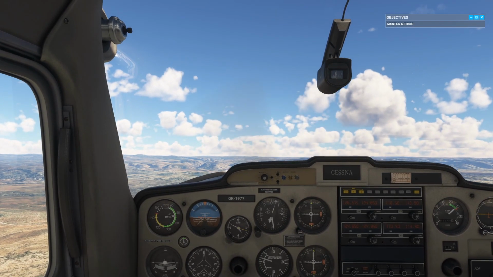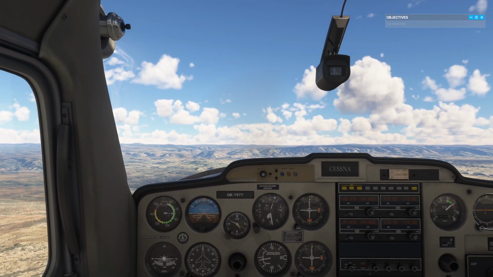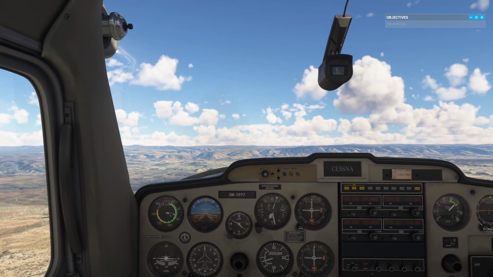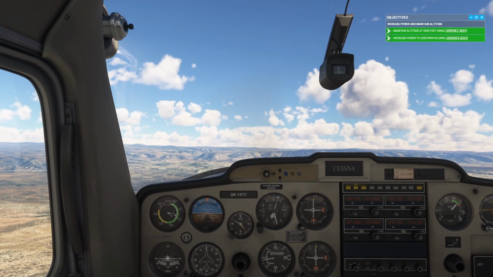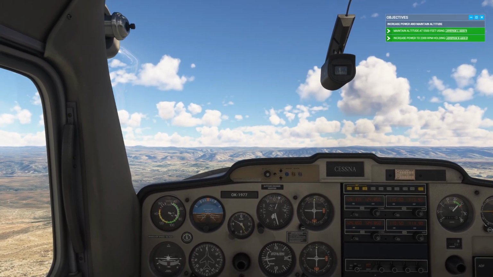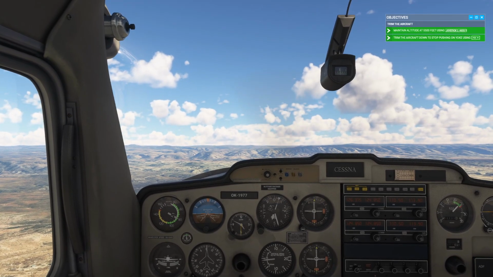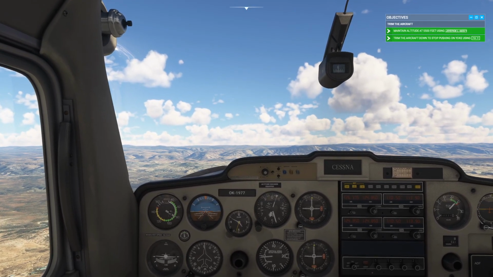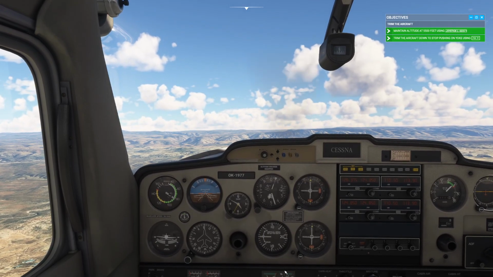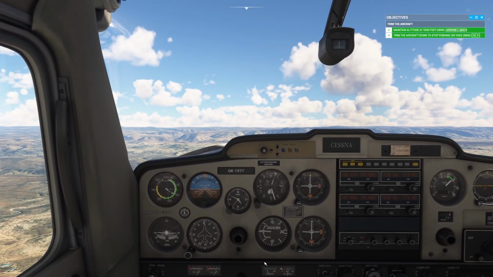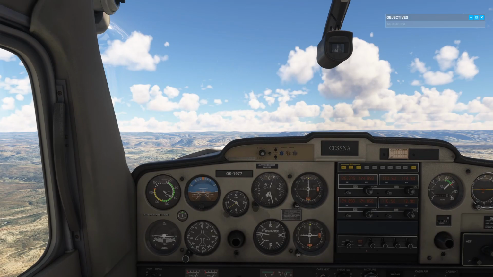Increase power to 2300 RPM while maintaining 5500 feet. Get us back to a cruise attitude. Excellent. Now, adjust the trim. All right. You did well, but you can do better.